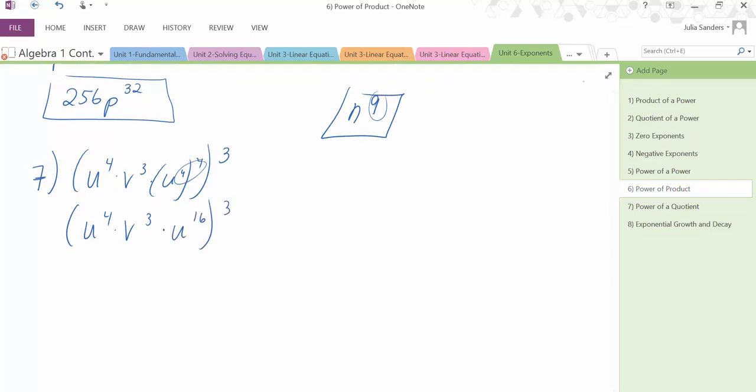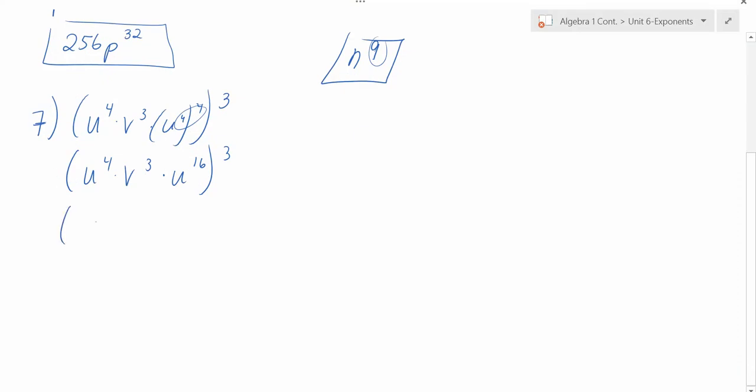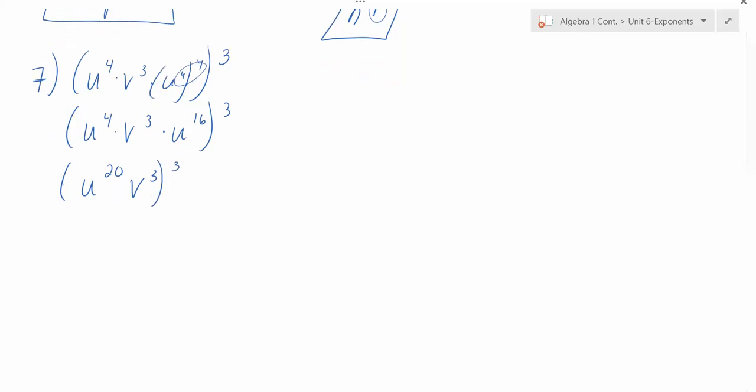Simplify things a little bit more. So you'd have u to the 20th, b to the 3rd, and you want to multiply this out 3 times. So you're going to have u to the 20th, b to the 3rd, u to the 20th, b to the 3rd, u to the 20th, b to the 3rd, so you're going to end up with u to the 60th, b to the 9th.